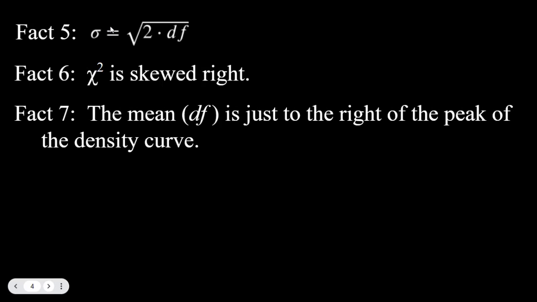Fact number 7, the mean, which remember that is the degrees of freedom, is just to the right of the peak of the density curve. So we're going to see our curve. It's not a bell curve because it's skewed to the right, but where that highest peak is, just to the right of that will be our degrees of freedom.